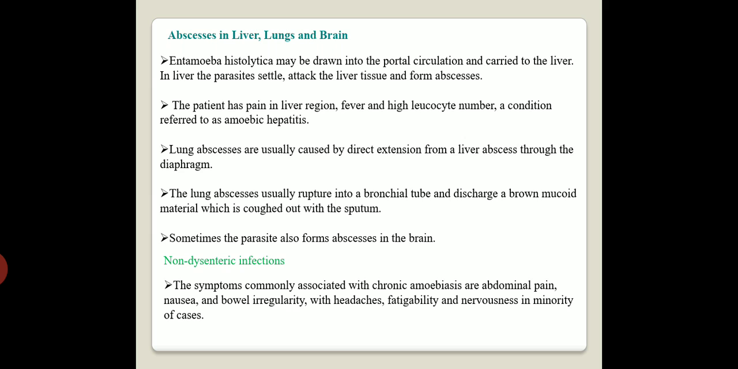Some of the non-dysenteric infections caused by Entamoeba histolytica are abdominal pain, nausea, bowel irregularity with headaches, fatigue and nervousness in the minority of cases. The severity is very low.